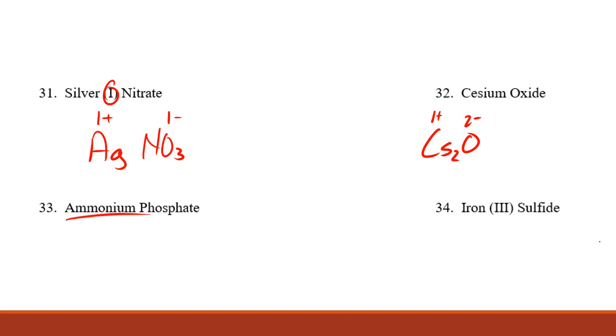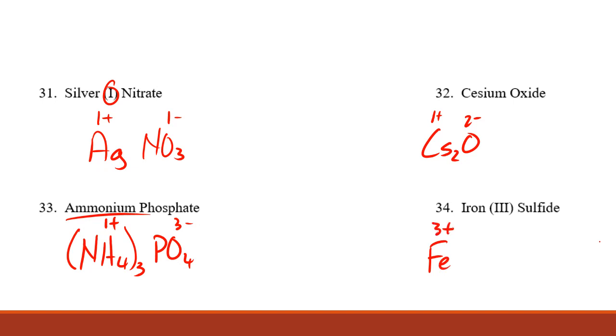Ammonium is one of our polyatomic ions. It's a different one. It's positive. And phosphate is PO4 3−. You do need to crisscross in this case because you have more than one polyatomic ion. You'll need parentheses. Iron 3 sulfide, iron 3+ from this Roman numeral. Sulfide, we're back to monatomic, just an S 2−. Crisscross to make this one neutral.